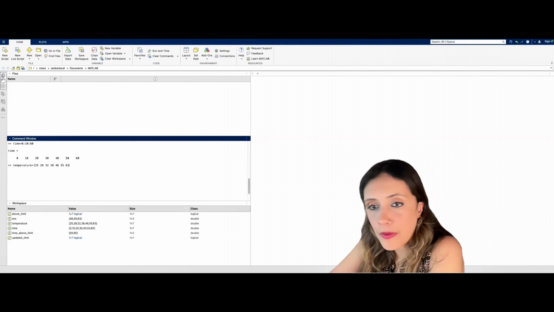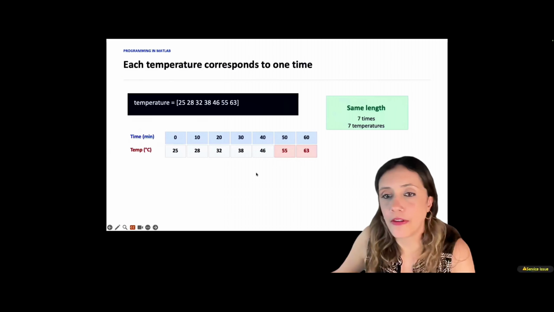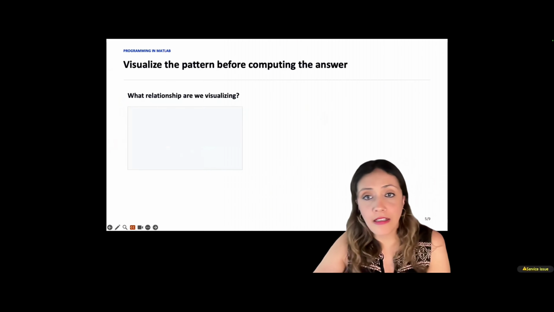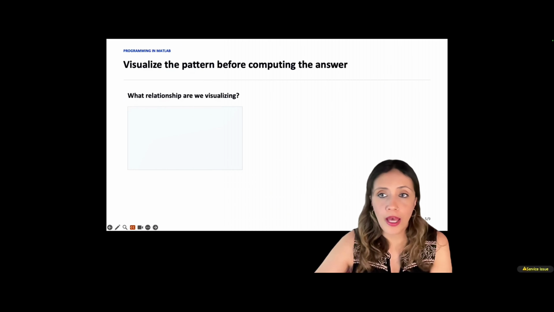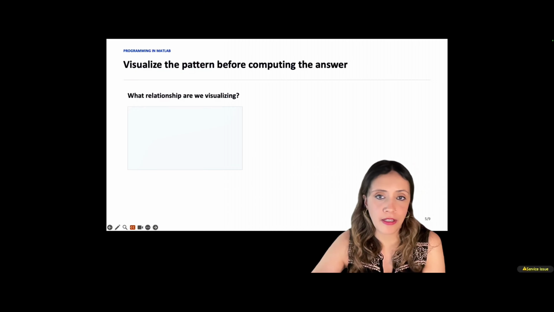63, bracket. And boom, exactly how we have here, right? So far, we have the data, but right now we are just looking at numbers. So a graph can help us see the overall pattern before we ask MATLAB for a precise answer.